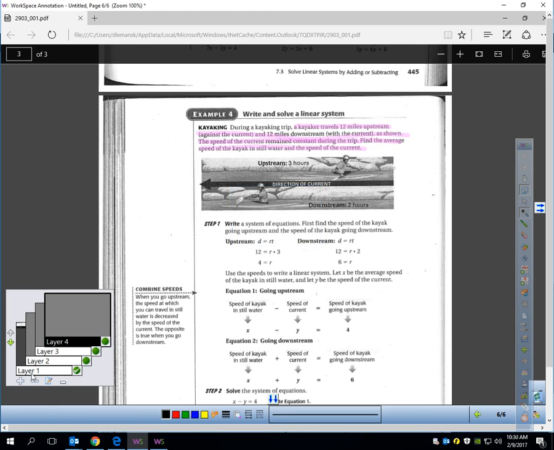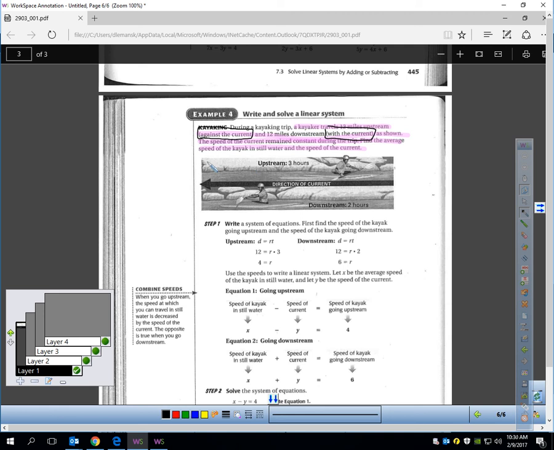Now, even if you've never been in a canoe before, you probably understand that when you're canoeing or rowing against the current, you're going to go slower than you are with the current because the water is working against you versus working for you. Okay? Now, the speed of the current remained constant during the trip. Find the average speed of the kayak.